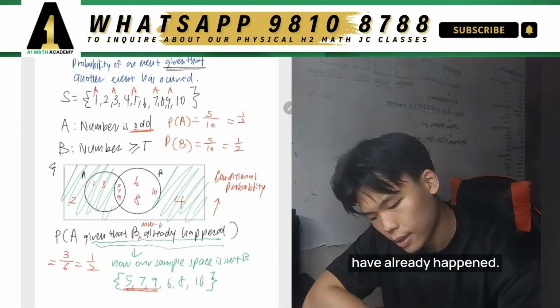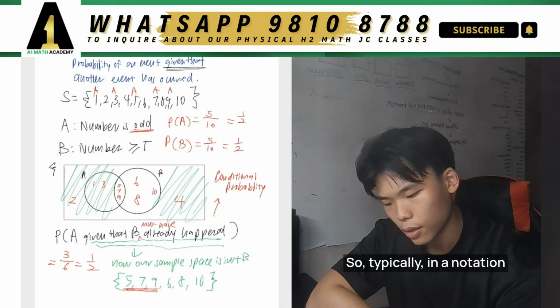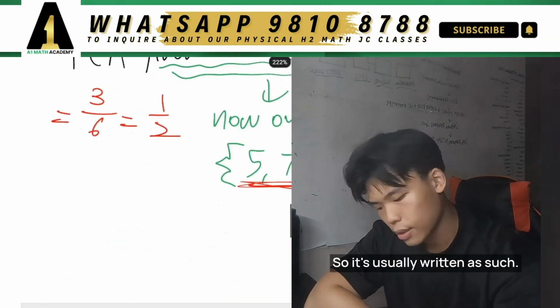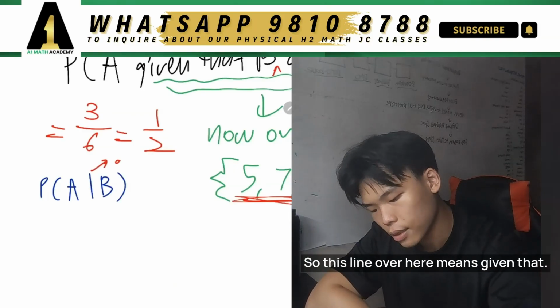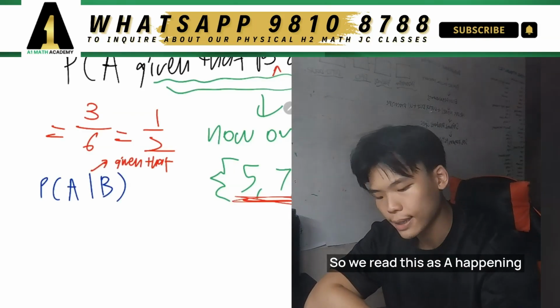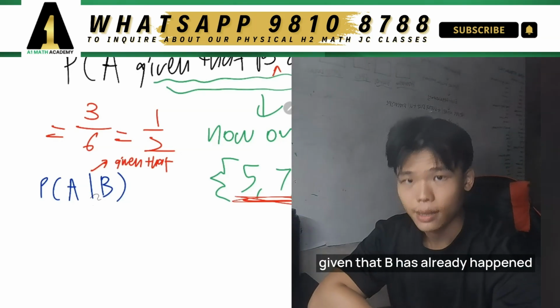So, just must have already happened. Typically, notation-wise, this is how it's written. It's usually written as such. This line over here means "given". So we read this as A happening, given that B has already happened.